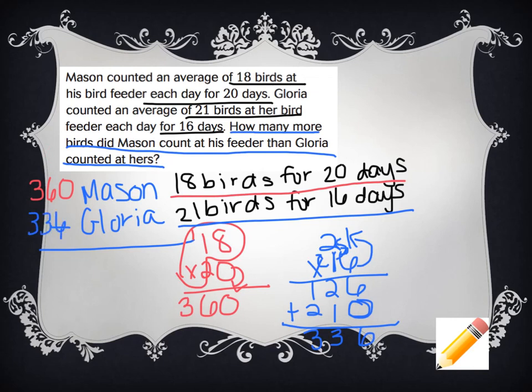To answer my problem, I'm going to do 360 minus 336. I'll regroup, and 10 minus 6 is 4. 5 minus 3 is 2, and 3 minus 3 is 0, giving me an answer of 24 more birds.